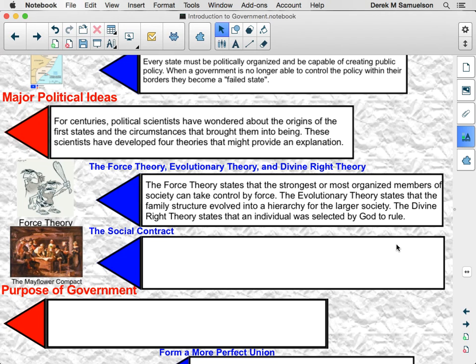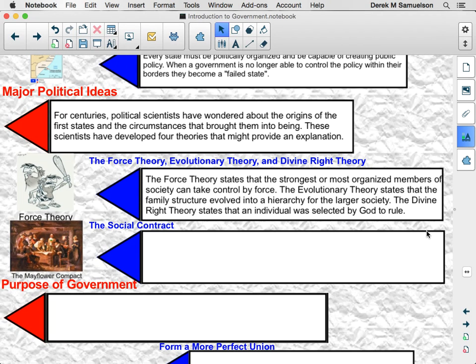Another one is the divine right theory. The divine right theory is the idea that an individual was selected by God to rule, that they were ordained by a higher power, that God wills it, and so it must be. That is the divine right theory of who is in control of a government.